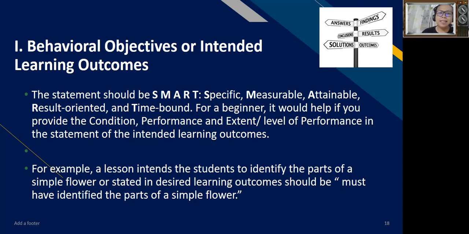For example, a lesson intends the students to identify parts of a simple flower, stated in a desired learning outcome, it should be must have. Because this is the end. They must have identified the parts of a simple flower, which is not an objective, but an outcome.